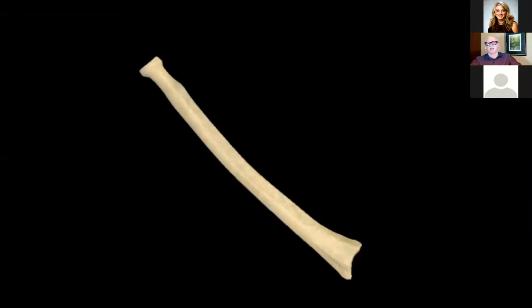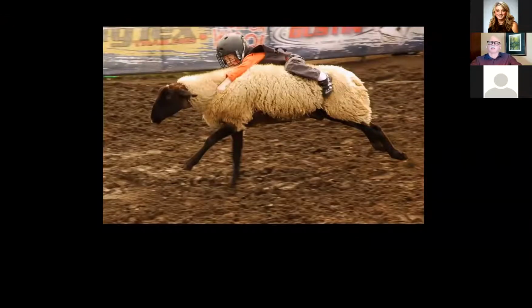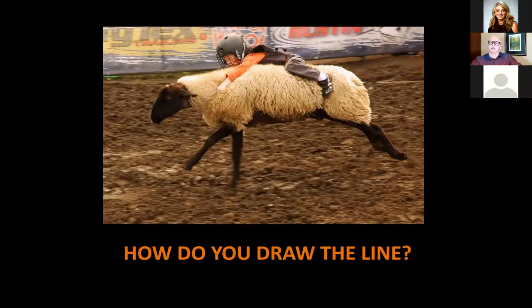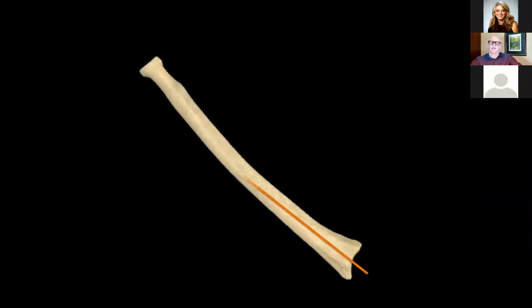Here's the radius. Well, it's sort of bowed, right? I mean, hold on. How do you draw the line down the radius? Well, here's a line down the radius. Here's a line down the radius. Here's a line down the radius. Which one of those is the one that intersects the capitellum?